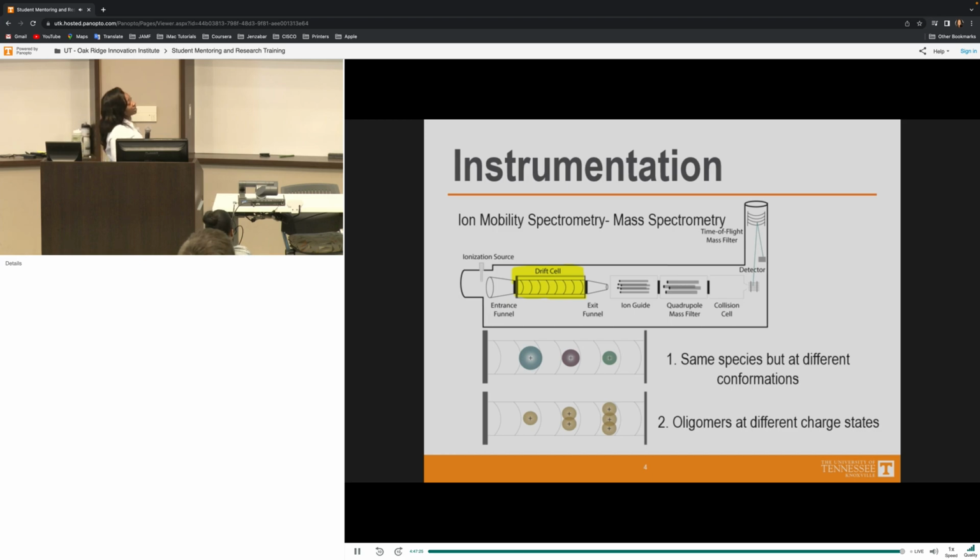Now going over to scenario 2, oligomers at different charge states. You have to know that the greater the charge state is, the faster the ion will go through the drift cell. That being said, since the trimer is the highest, with a charge state of 3, it will go through the drift cell much faster than a dimer, which has a charge state of 2, and a monomer, which has a charge state of 1. And what's so unique about our instrument is the drift cell, which I highlighted, which shows different species at the same mass to charge ratio.